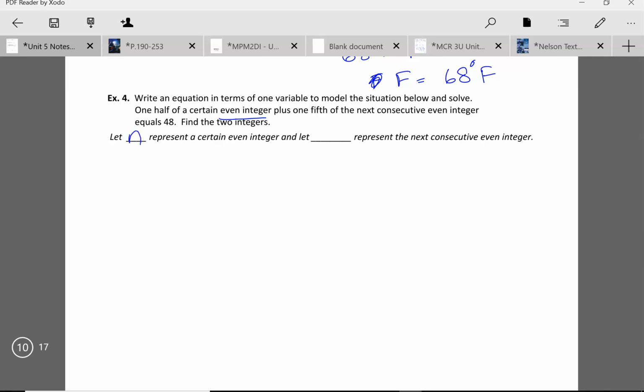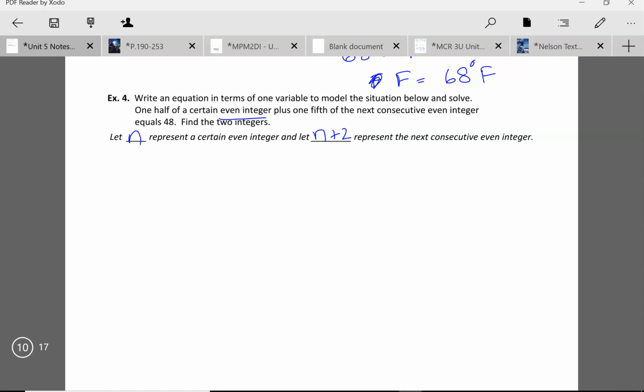So the next consecutive even integer, so if 2 is the first even integer, the next even integer would be 4. If 36 is the first even integer, the next one would be 38. So really what we're doing here is n plus 2 is the next even number. So you have to add 2. If there was no even, it would just be n plus 1. But because the even is there, we're skip counting by 2. So we're jumping 2 to get to n plus 2.